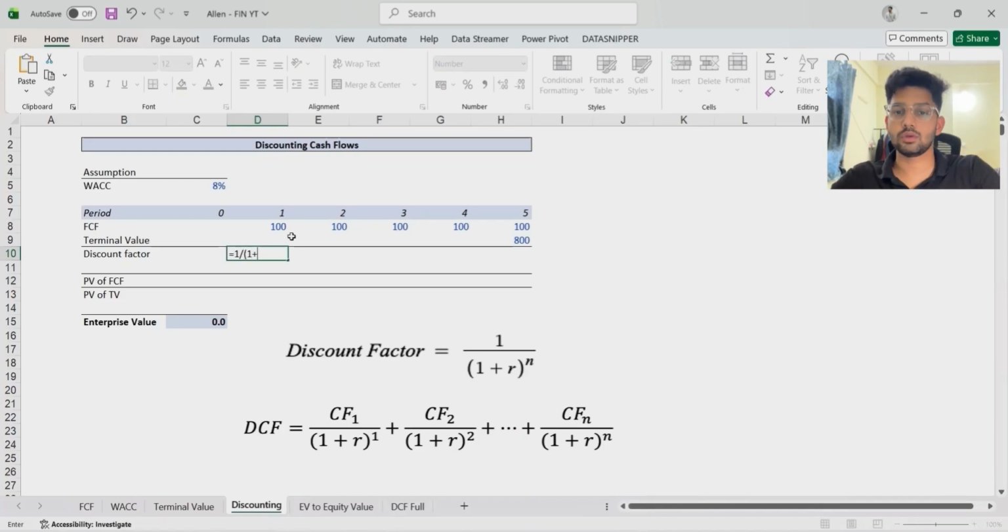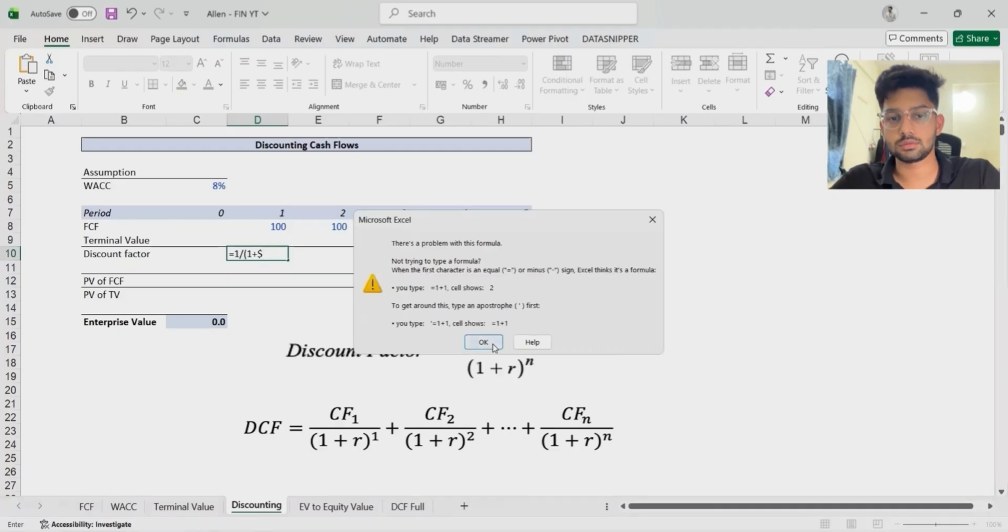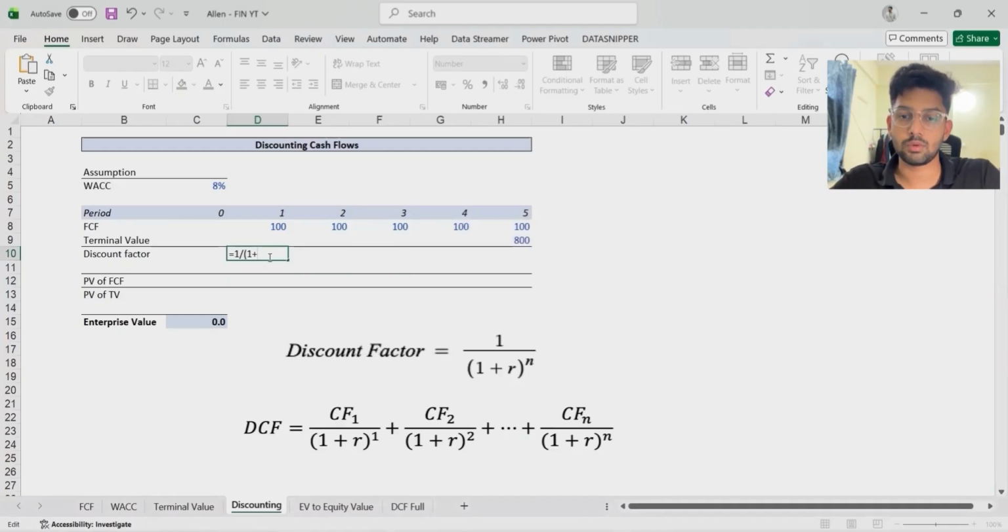Now the formula we are using here is, as you can see, 1 divided by 1 plus WACC raised to the power of time, that is n. So here WACC acts as the discount rate. In Excel, what I am doing is applying this formula and locking the WACC value using an absolute reference. This is important because when I drag the formula across multiple years, the WACC remains constant while the time period changes.